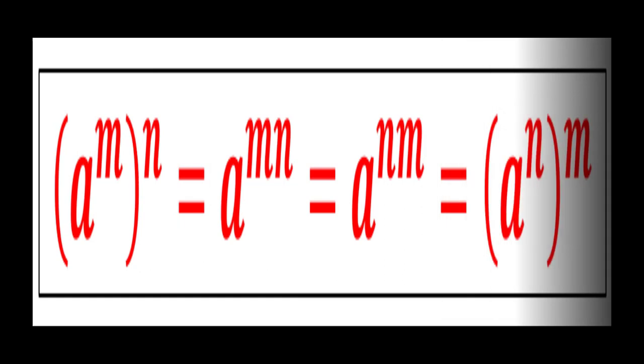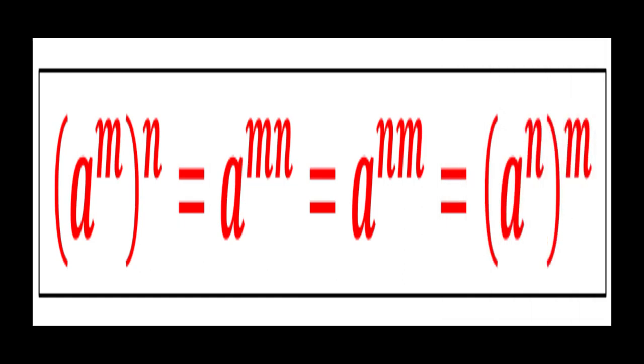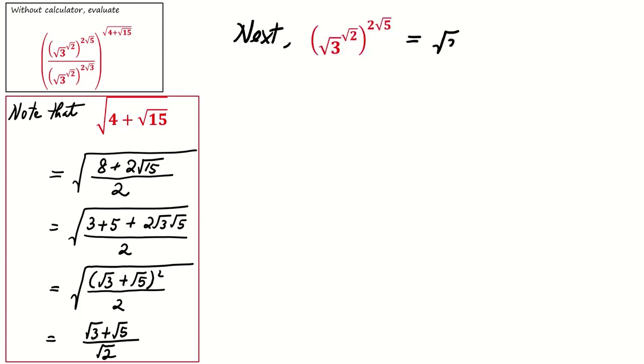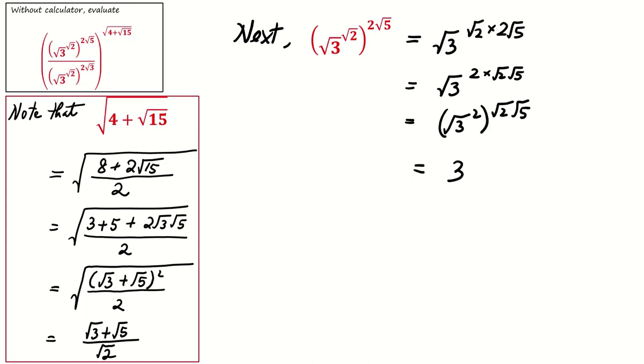Now using the law of indices, a to the power of m to the power of n equals a to the power of m times n, which is equivalent to a to the power of n to the power of m. So the value of square root 3 to the power of square root 2 to the power of 2 times square root 5 eventually equals 3 to the power of square root 2 times square root 5.